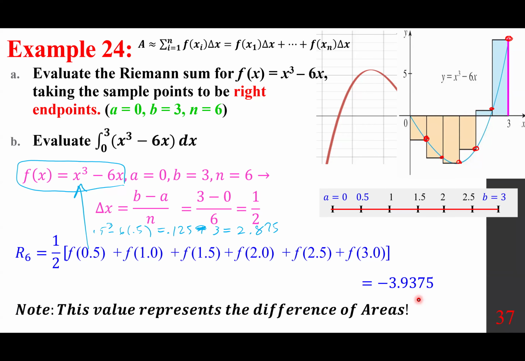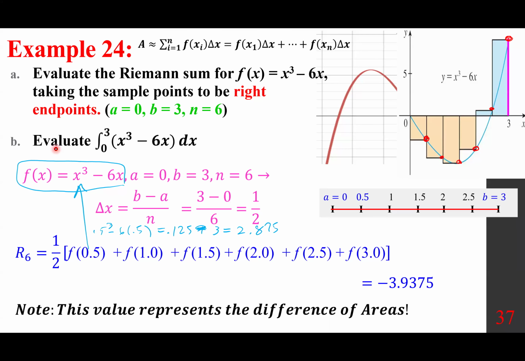And of course, note this value represents the difference of areas. That's why it's negative. Notice this area is larger than this area. So, difference of areas. Why difference of areas? Because the function is not positive from 0 to 3. A portion of it is positive, a portion of it is negative. That's why. So that's a Riemann sum.